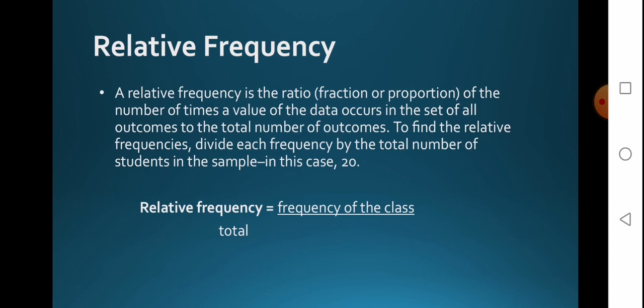A relative frequency is the ratio or fraction or proportion of the number of times a value of the data occurs in the set of all outcomes to the total number of outcomes. To find the relative frequencies, we divide each frequency by the total number of students in the sample. So in this case, we have 20. So the relative frequency is equal to the frequency of the class divided by the total. Relative frequencies can be written as fractions, percents, or decimals.